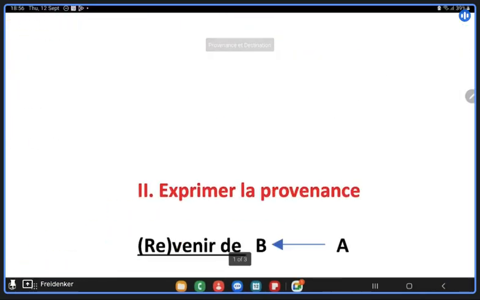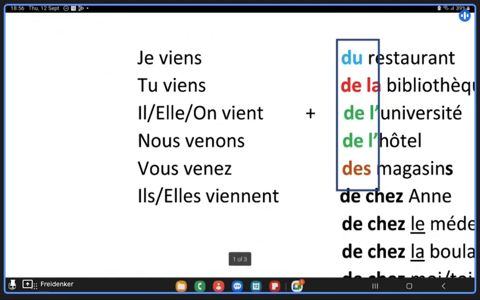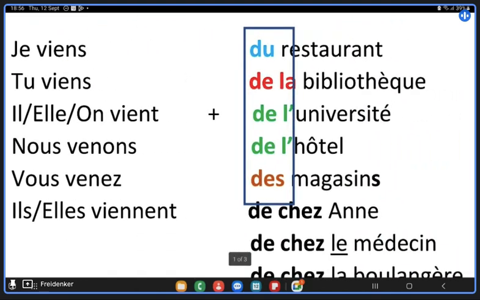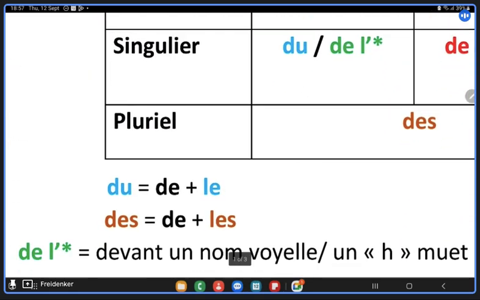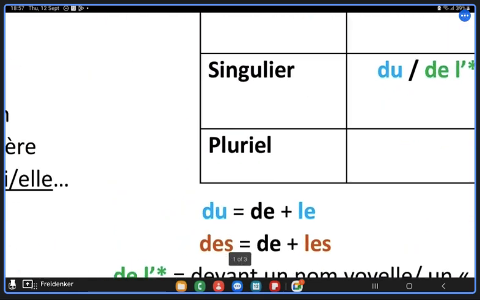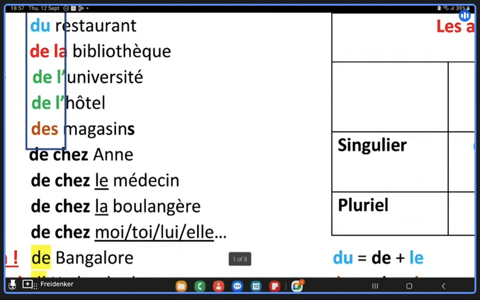Next topic is how do I say I come from somewhere? Provenance is basically origin, expressing the origin. Conjugation, you have to remember. Now we'll look at some examples. Let's say, je viens du restaurant. DU came because DE plus LE will give you DU. Restaurant is masculine. So DU restaurant.